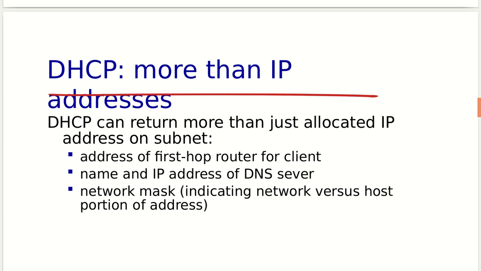First of all, it also gives the address of the first hop router for the client. This first hop router is usually the default gateway for that client. So whenever that client wants to communicate outside the network, it is going to use this particular IP address.